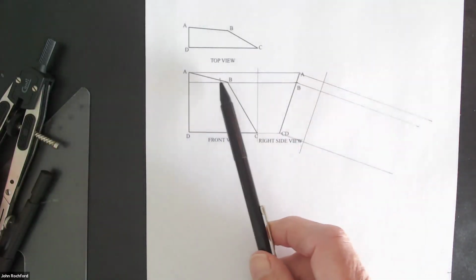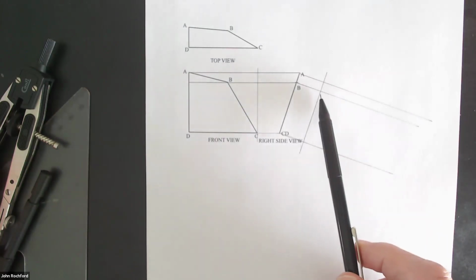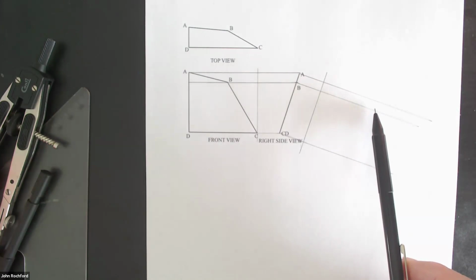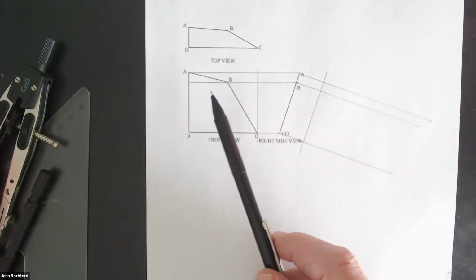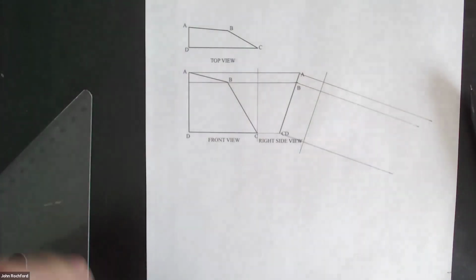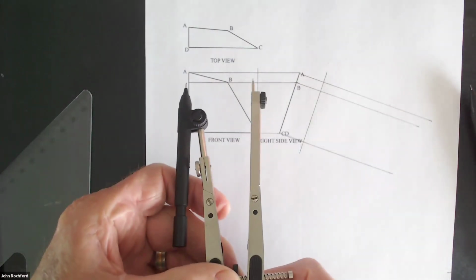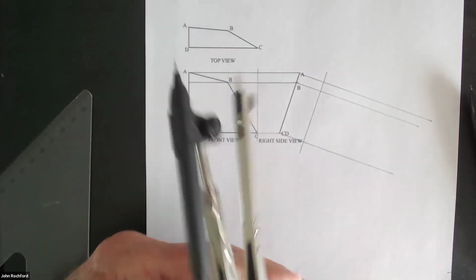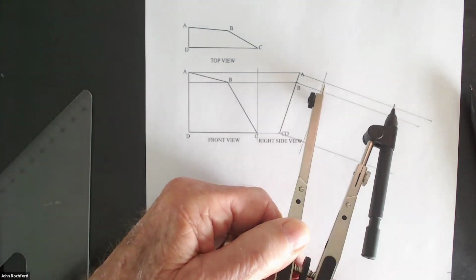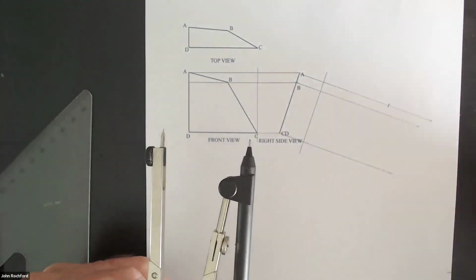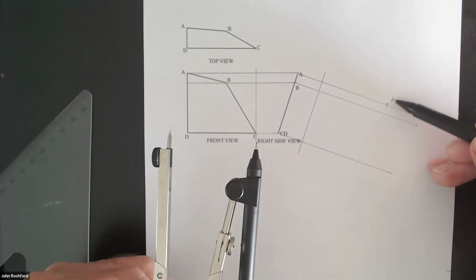These distances here will be the true length if we mark them along these lines here, which will be the true length at 90 degrees, and that will give us a true shape there. So put my compass on this distance here, and I mark from the plane, and that will be point A.